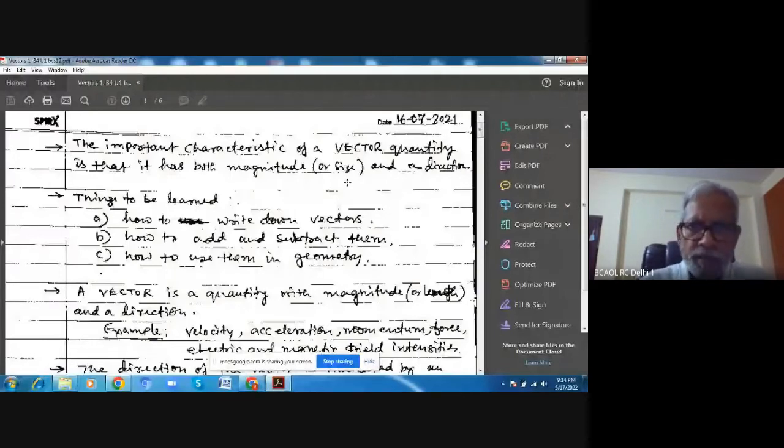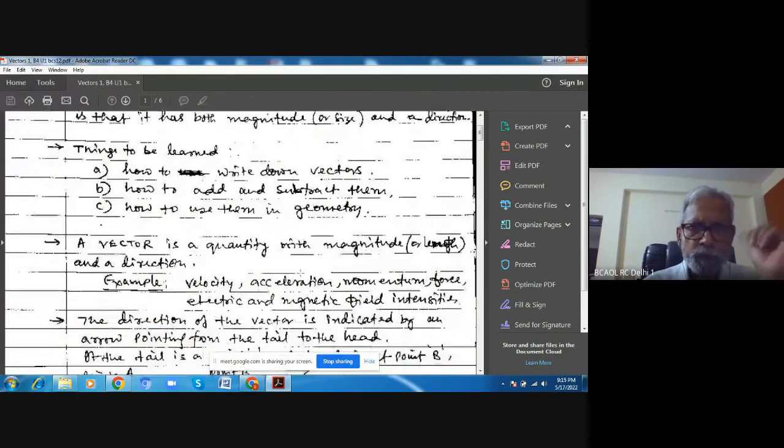Magnitude means size. Direction means whether it is on the negative side or positive or in angle formation. So vector always considers both the things. Things to be learned: what we have to learn in this is how to write down vectors, then how to add and subtract, and how to use the geometry also. So there are three ways we can do it.